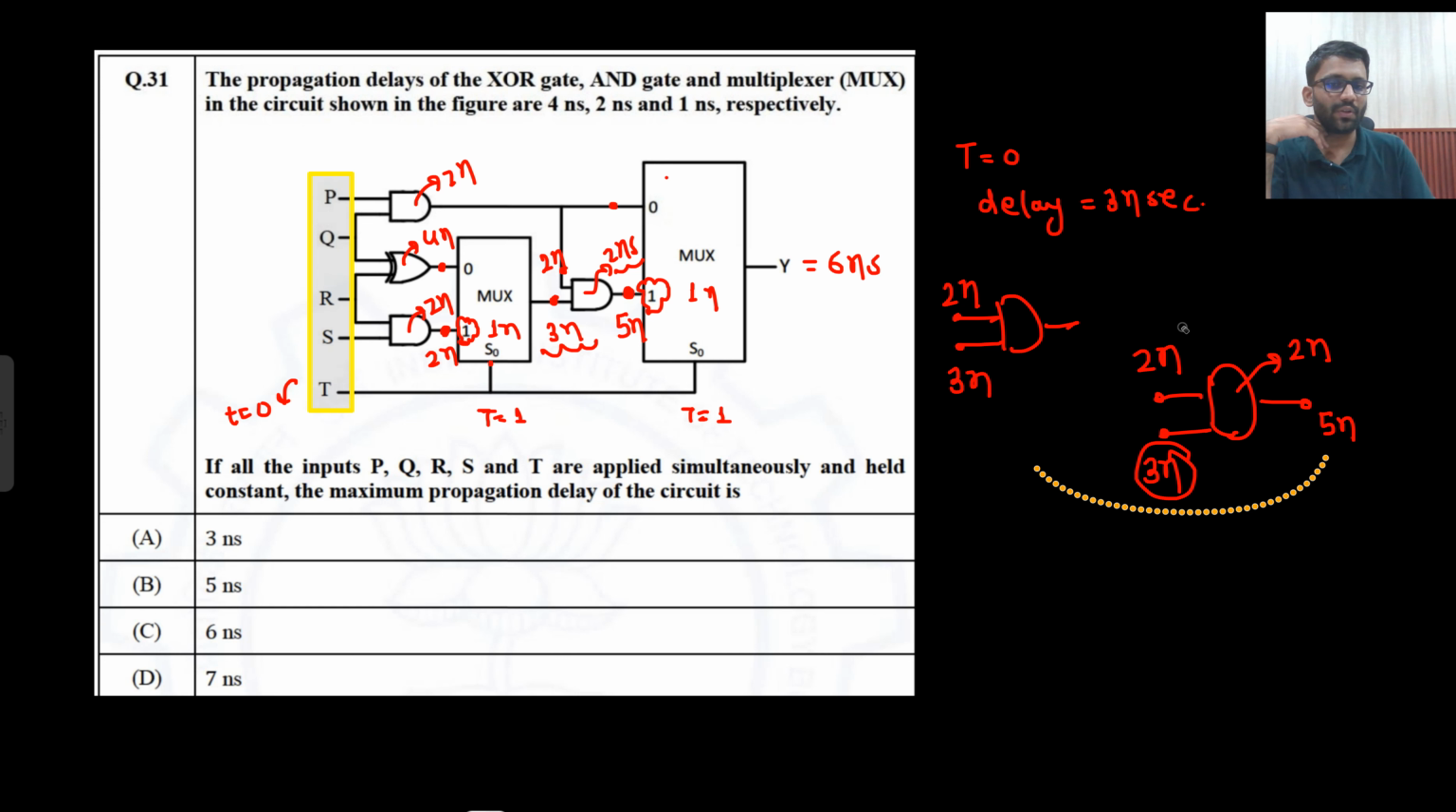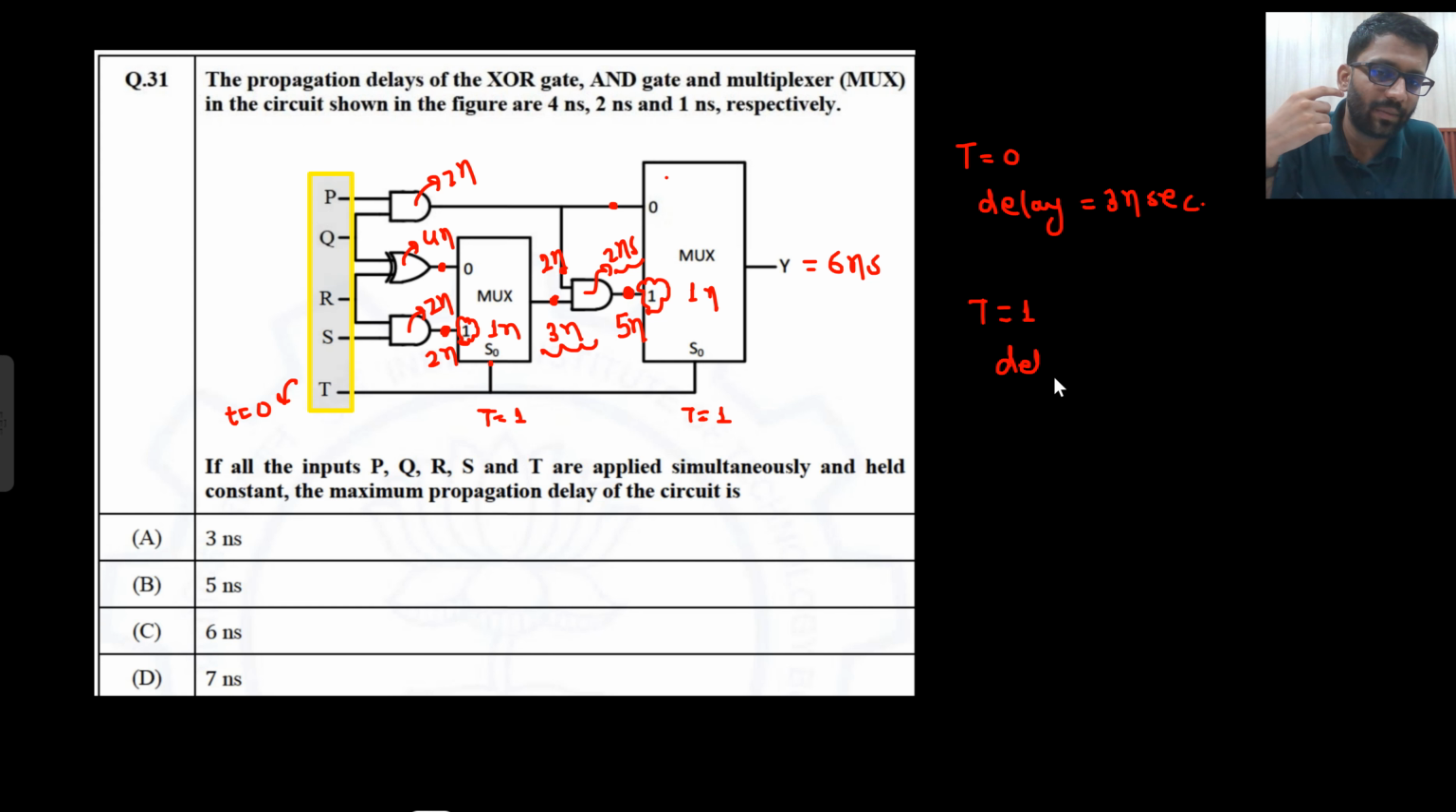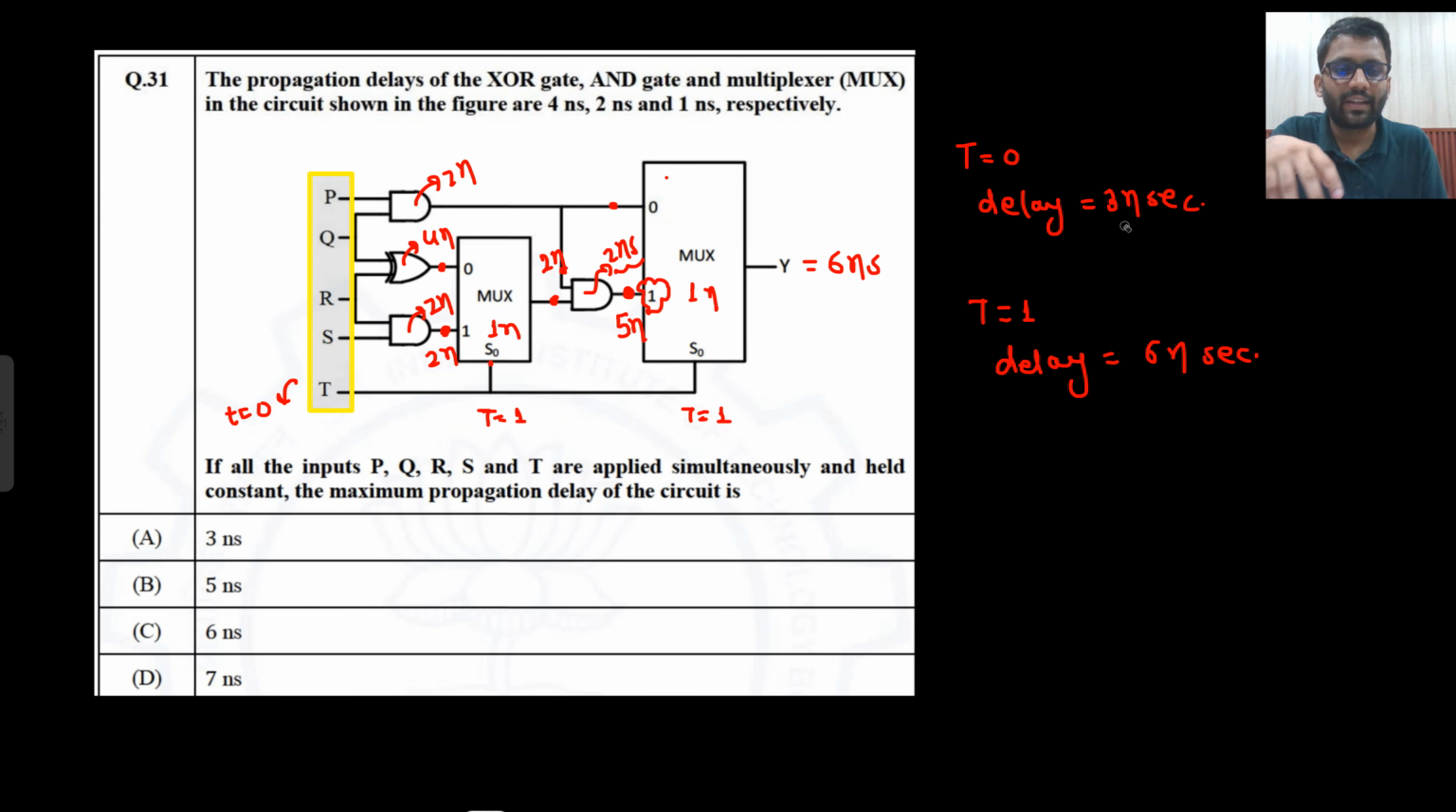So for t is equals to 0 and t is equals to 1, both you need to check. So you just need to make the path, that's it. For t is equals to 1, delay will be 6 nanosecond. Now if you go to some user and you tell him that, sir, the delay of the circuit I have designed is 3 nanosecond, and he puts t equals to 1. So how much delay he will get? 6 nanosecond. Then he will fire you, right? Your job will be lost.